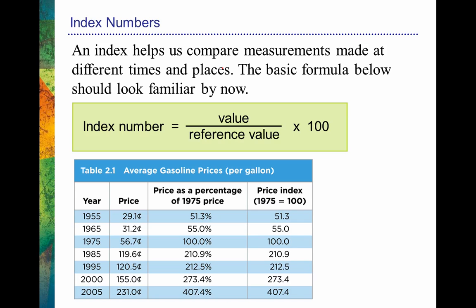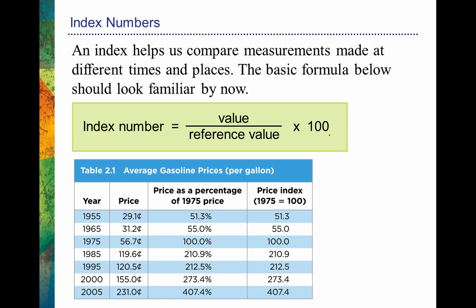So an index helps us compare measurements that we make either from time to time or place to place. And the basic formula that we'll be using should look pretty familiar, because the index number that we'll calculate starts with some value. We're talking about typically the current value, and then we compare that to some reference value. So in this case, we'll be looking toward the past. And then we multiply by 100. You see we're computing a fraction. We then multiply by 100 so that we have a percentage. So it's just easier for people to understand.